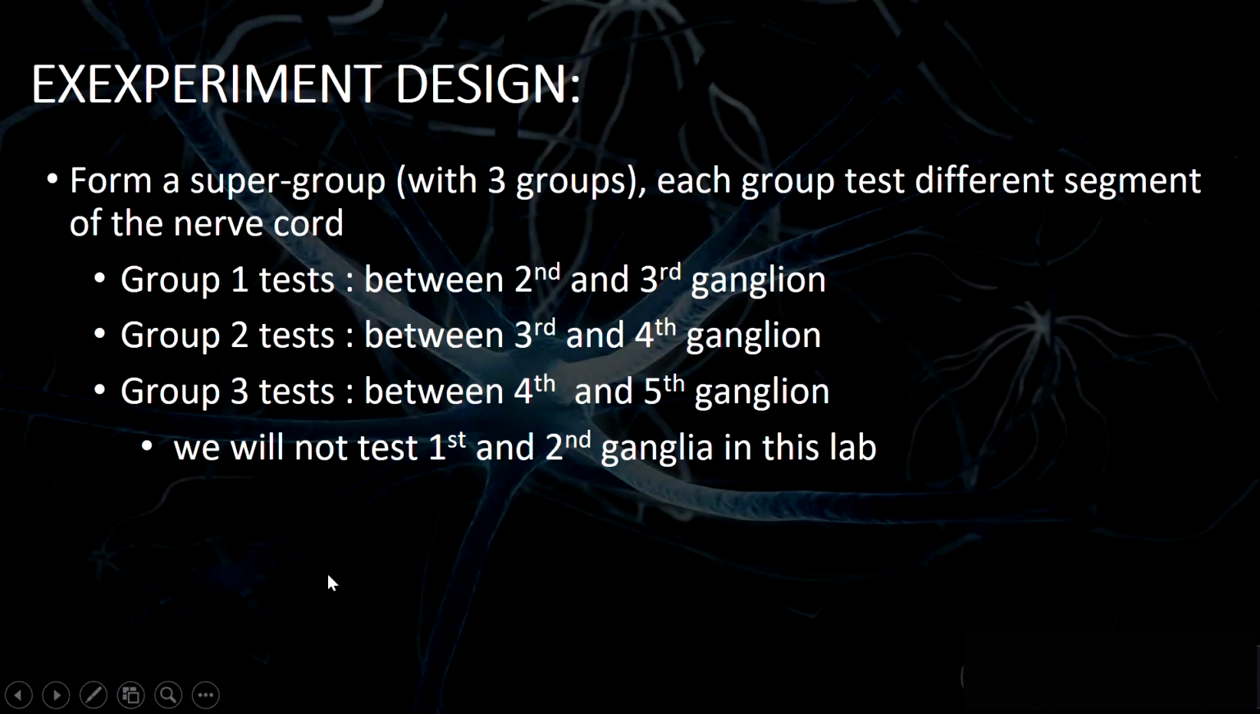So for the experiment design, because it's pretty complicated surgery, we won't be able to finish all this experiment within one group. So we're going to form a super group, which has 3 groups, and each group will test a different segment of the nerve cord. Group number 1 will test between the 2nd and 3rd ganglion, the other group tests the 3rd and 4th ganglion, and the last group tests between the 4th and 5th ganglion. Of course, we have to isolate these ganglions before we test them. In this lab, we're not going to test between the 1st and 2nd ganglion because these two ganglions are very close to each other. It's hard to isolate them.